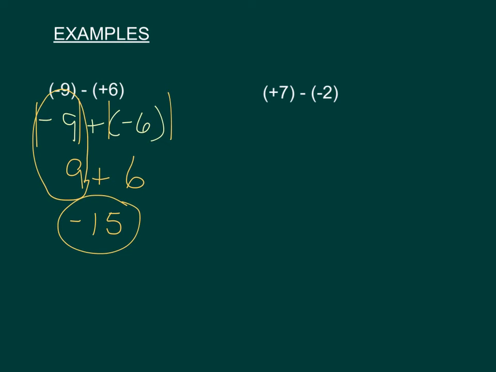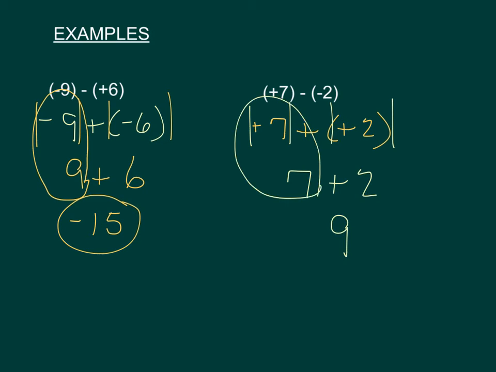Moving on to the next one. I stay, change, change. Signs are the same, find the sum. My absolute values. I've got 7 plus 2. That is 9. Larger absolute value right here. My answer is positive 9.